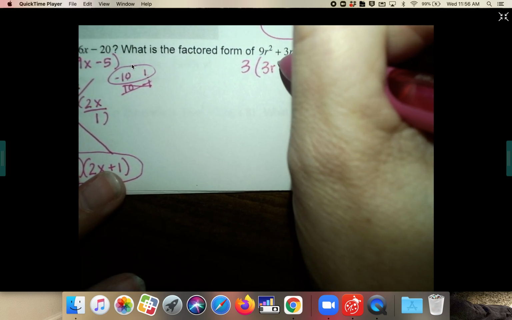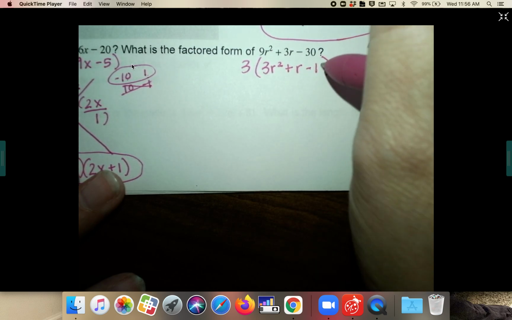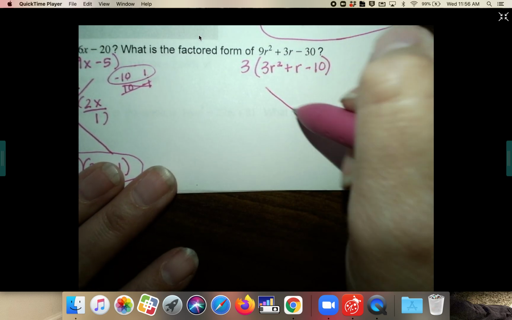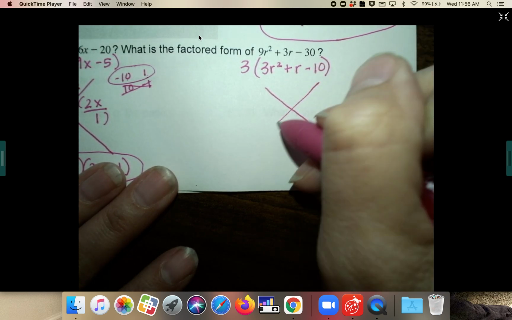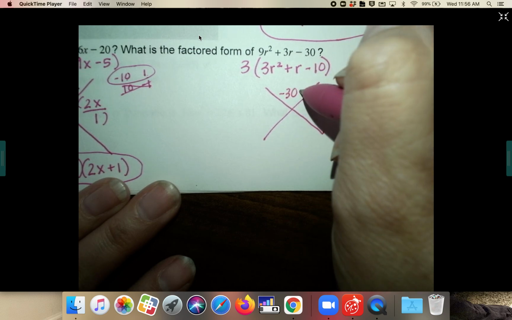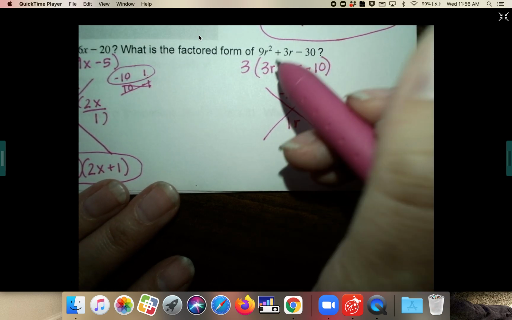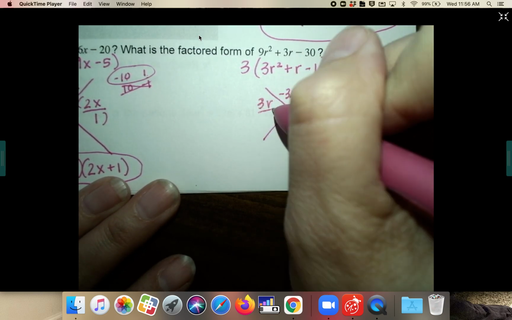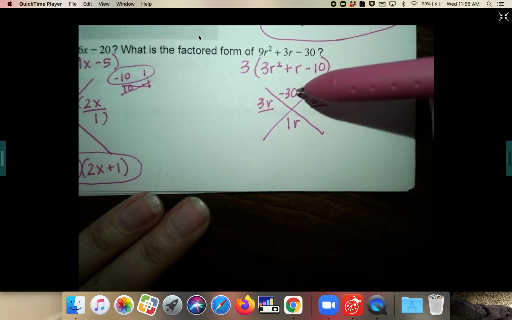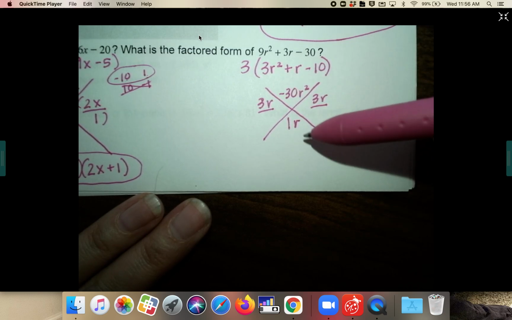It would leave 3r squared plus 1r minus 10. All right, so now when we do the diamond method, we're only worrying about this inside part, but we're going to remember that 3 on our final answer. All right, 3r times negative 10 is negative 30r squared. This is just 1r for our b term. The a term is 3r over. All right, here we go. What can we multiply to become negative 30, and when you add, it's 1?